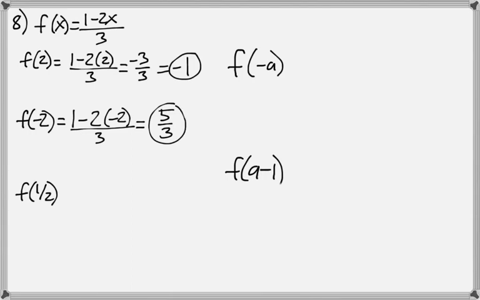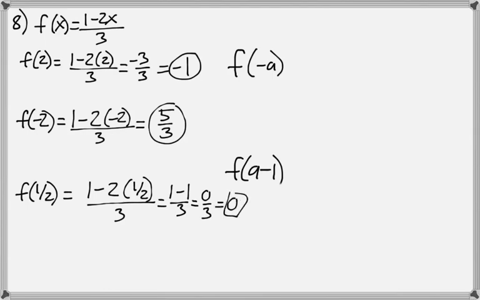And then 1/2, everybody likes fractions, but this one actually isn't too bad because the 1/2 and the 2 cancel out, so it's just 1 minus 1 over 3, and not only do the fractions cancel out, but 1 minus 1 is 0 over 3, which is equal to 0.